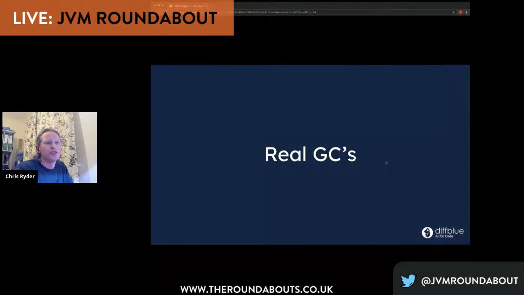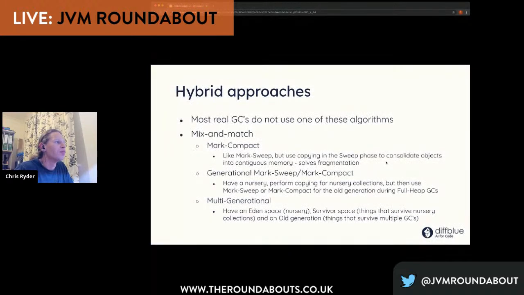So what about real GCs? Well, most GCs don't actually use one of these algorithms. They use some kind of a mix and match sort of hybrid approach. So you get things like a mark compact collector where you do mark sweep, but instead of sweeping, you do a copying type collector to reduce fragmentation. Or you get things like generational mark sweeps where you use copying from the nursery into the old generation, and then in the full heap you do a mark sweep or something like that.